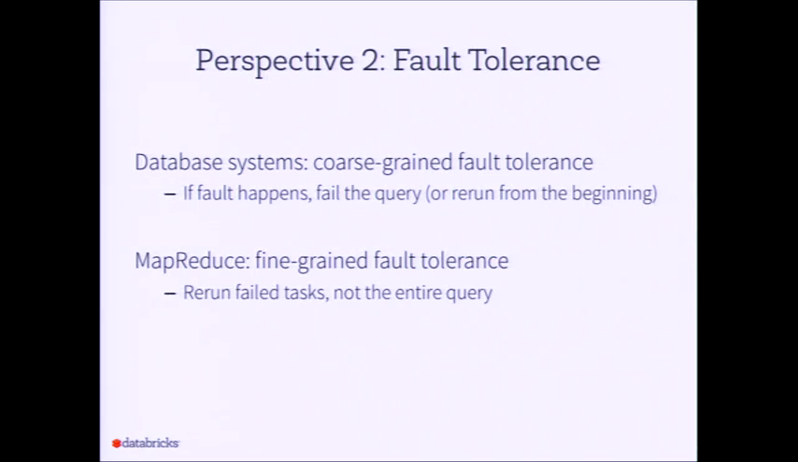In the past, parallel database systems typically employed what we call coarse-grained fault tolerance. What it means is if in the middle of a query execution a machine fails, you just fail the query, or maybe you rerun it from the very beginning. This is the way of doing recovery. So it's very coarse-grained. And what MapReduce proposed, as opposed to coarse-grained, is fine-grained recovery. What fine-grained does is, if a machine fails, only the tasks that were executing on that machine fail, and you just rerun those tasks somewhere else, right? So you don't have to rerun the whole query. You only rerun a small subset of it.